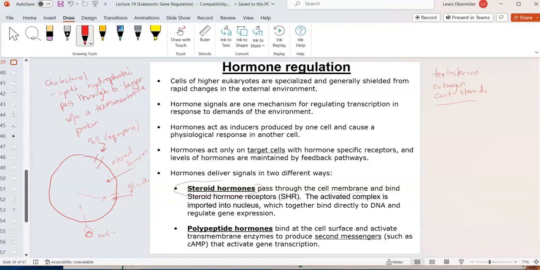They can pass through the cell membrane, bind to something called a steroid hormone receptor, which we're going to show in a minute, and that activates it, brings it into the nucleus, and then that can bind directly to the DNA. Remember, proteins can have a DNA binding site and a gene regulation site, so it could have a transcription factor together. So these hormone receptors are actually proteins that have different sites to bind stuff.